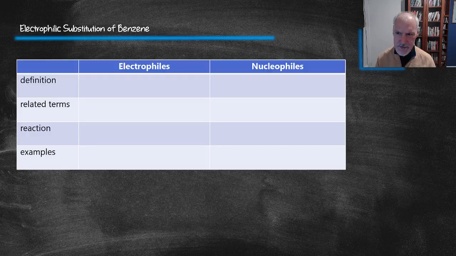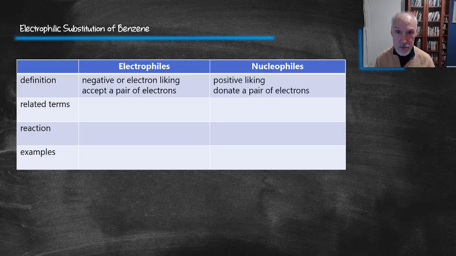I want to take this time to summarize a little of the differences between our electrophiles and nucleophiles that we've come across in this unit. First of all, their definitions. Electrophiles mean electron liking or negative liking. They're capable of accepting a pair of electrons. Nucleophiles, thinking of the nucleus as positive, are positive liking and capable of donating pairs of electrons.